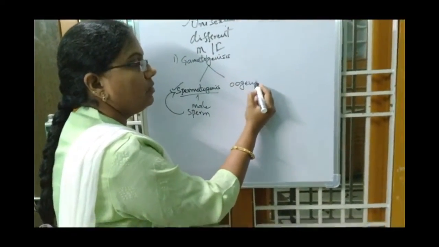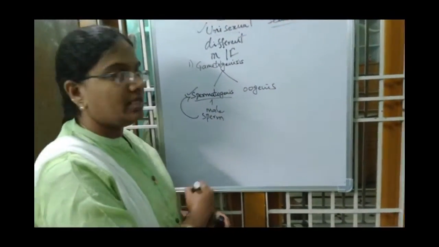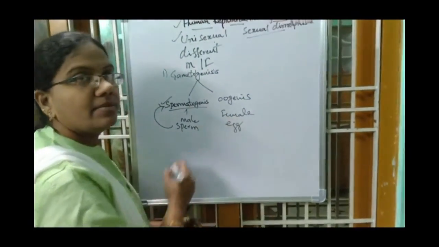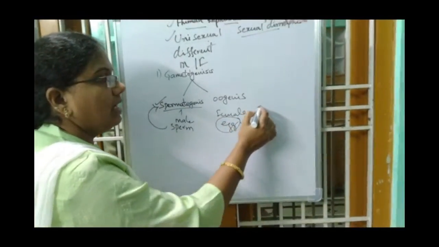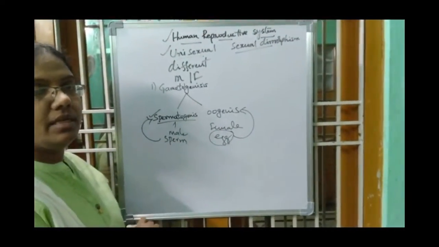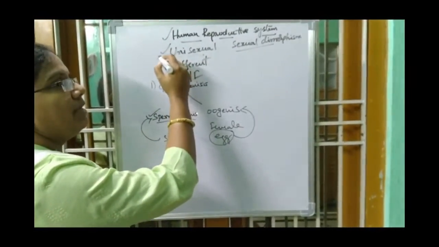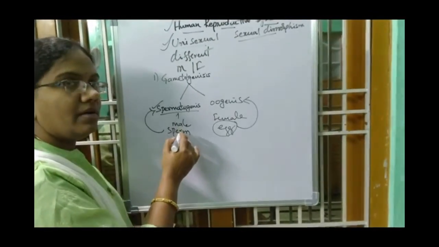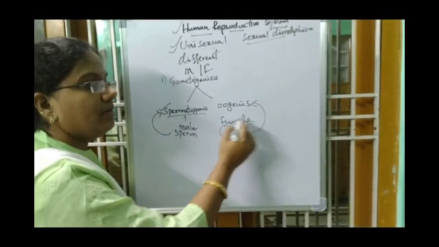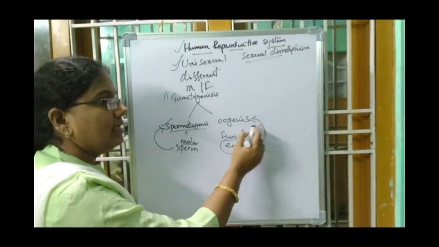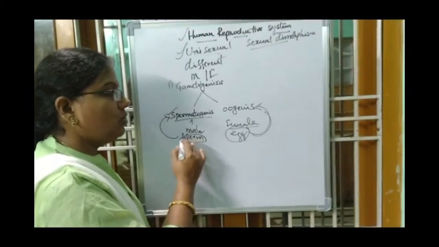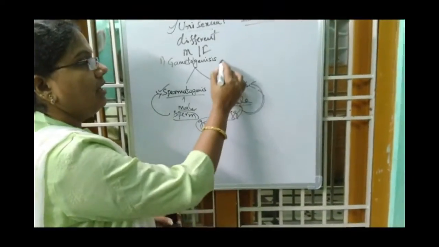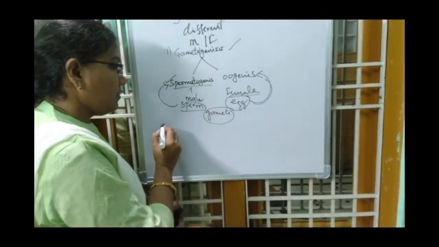The second one is oogenesis. What is oogenesis? Female organisms release eggs. Production of eggs is called oogenesis. It means human beings are unisexual because they have special characters, so they are male and female. Female releases egg, male releases sperms. These two are called gametes. Production of gametes is called gametogenesis.